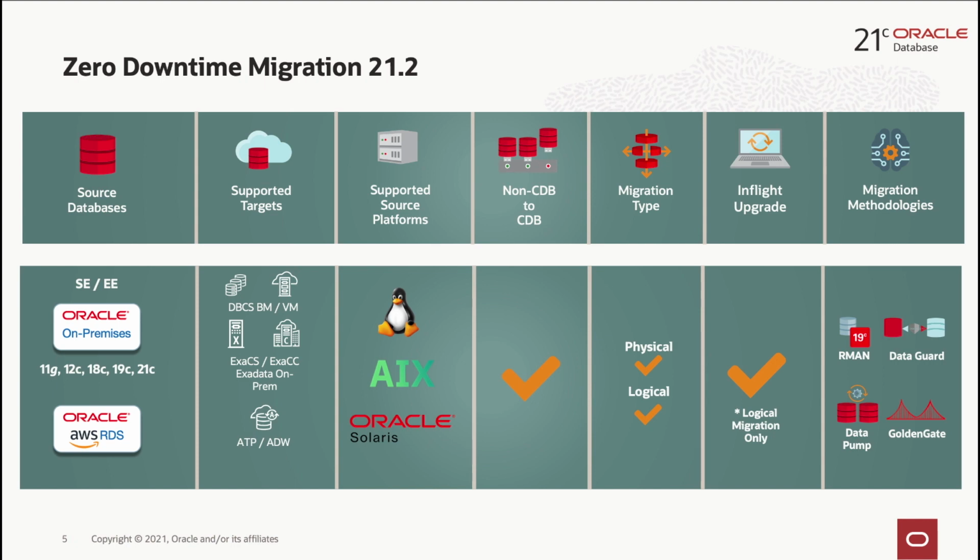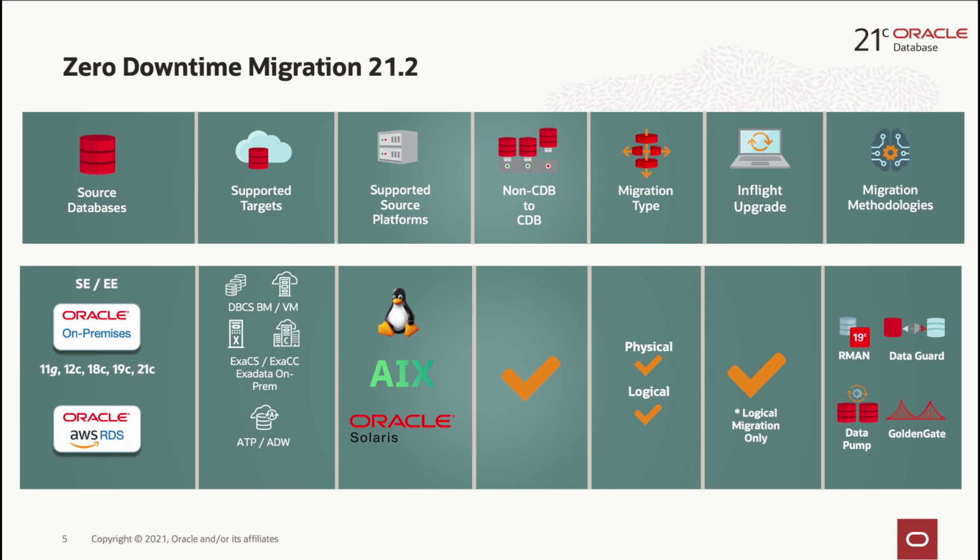As targets, Oracle Zero Downtime Migration supports Database Cloud Service virtual machines. It supports Exadata Cloud Service, Exadata Cloud at Customer, Exadata On-Premises, Autonomous Transaction Processing, and Autonomous Data Warehouse. Also, for supported source platforms, ZDM supports Oracle databases running on Linux, AIX, and Oracle Solaris. We also support conversion from non-CDB to CDB databases during the migration process.